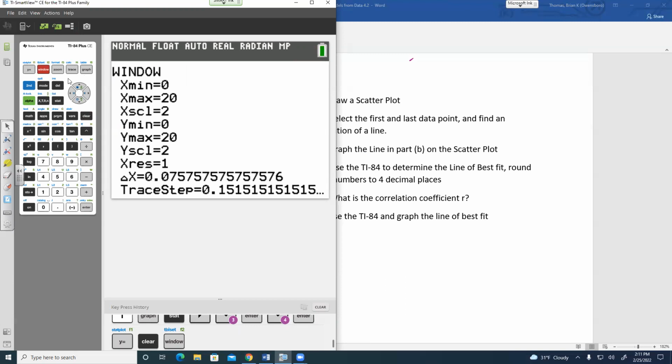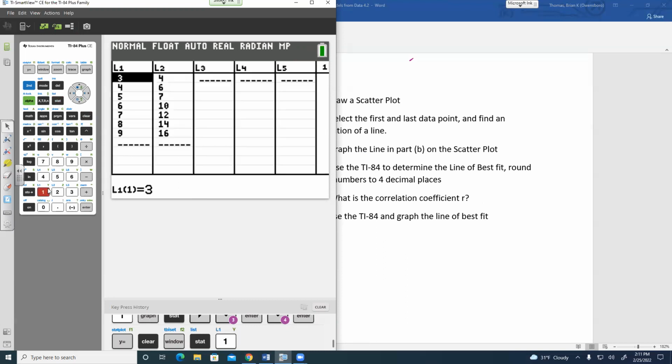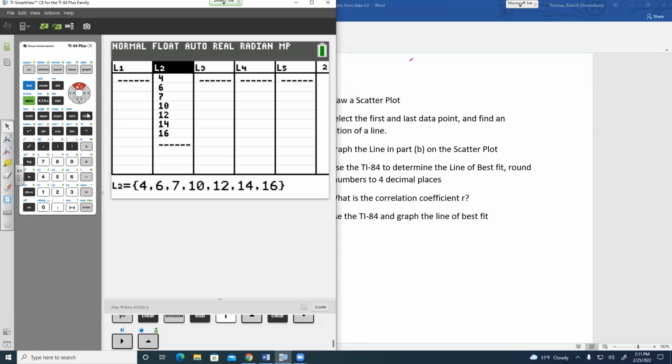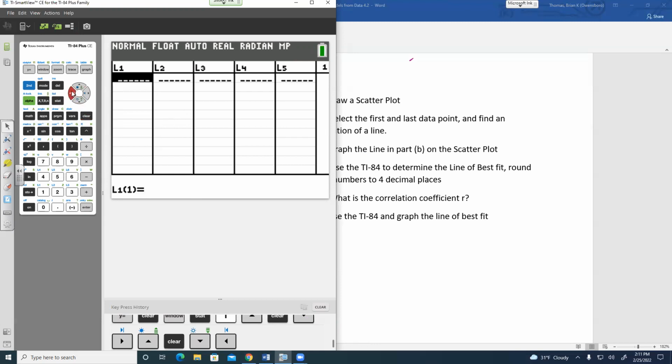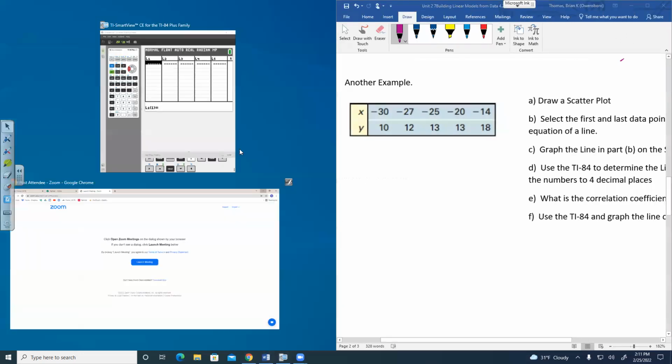So I think we're okay there. So let's go to stat, and we want to click 1 for edit, and we want to clear these lists off. So I'll go up and clear, come down, come over, go up and clear, and now come back down, come back over. So let's see if we can enter some data based on this here.